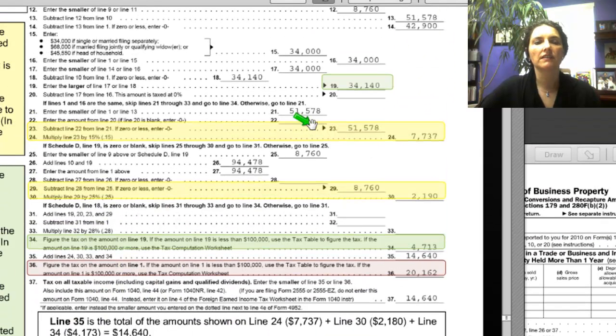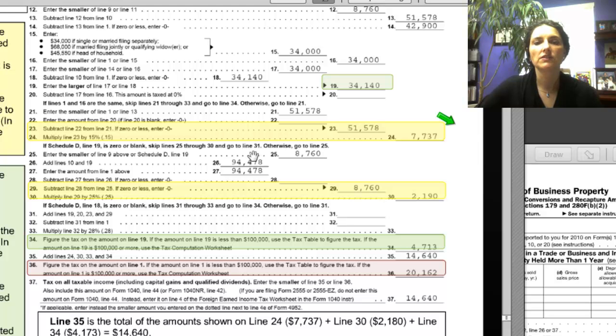Next we take a look at line 23. Line 23 shows the amount to be taxed at 15%. In this illustration, the tax on $51,578 of income is $7,737. So that's the amount of capital gain income for this filer that is going to get taxed at a rate of 15%. And the 15% tax on $51,578 is $7,737.